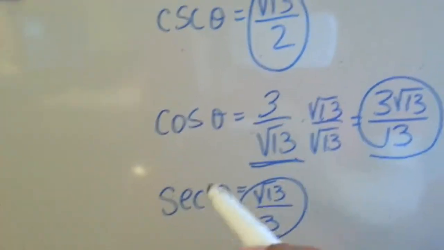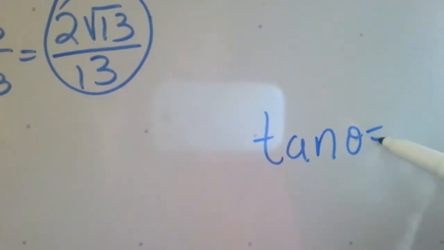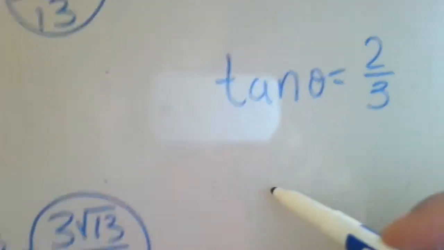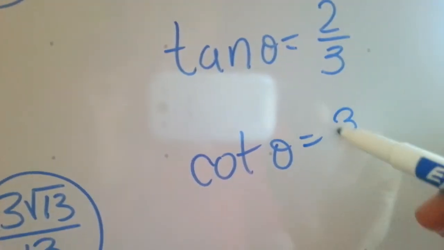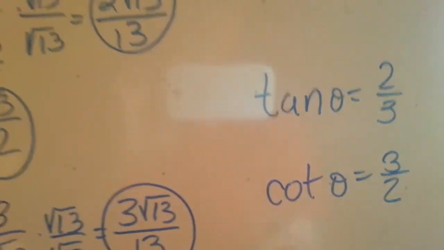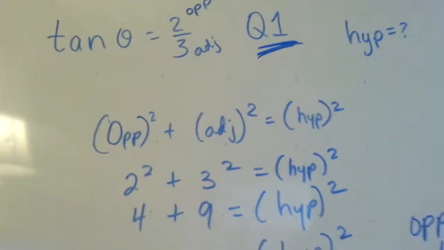Alright, sine, cosecant, cosine, secant, tangent. Tangent we know. Tangent theta is 2 over 3. So that means that the cotangent theta is the reciprocal, or 3 over 2. And all of them are positive because it happens to be in quadrant 1. All the trig functions are positive in quadrant 1.